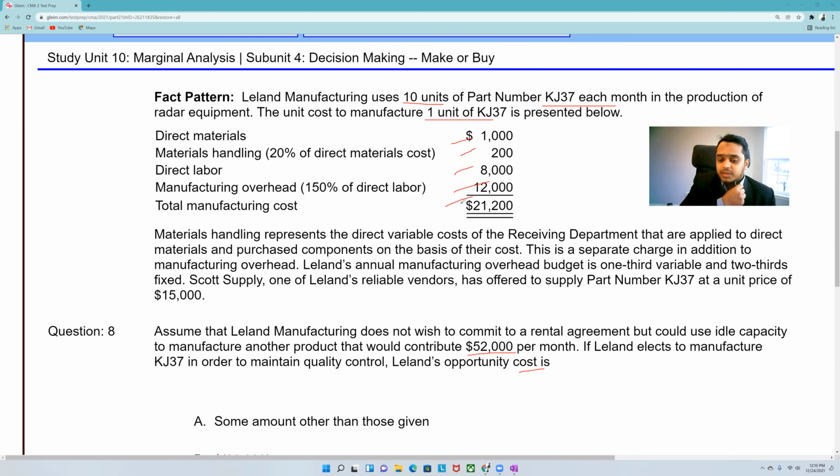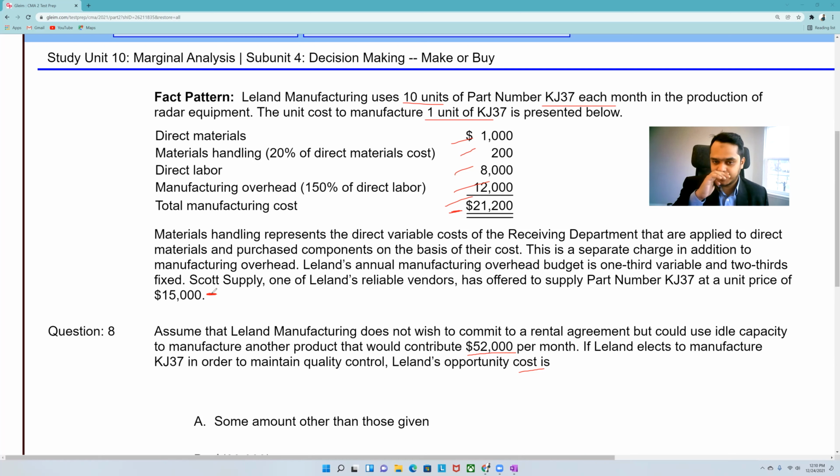Leland's annual manufacturing overhead budget is 1/3 variable and 2/3 fixed. Scott Supply, one of Leland's reliable vendors, has offered to supply part KJ37 at a unit price of $15,000. Okay, here the cost is 21,200, and here he's telling us 15,000. It's directly 15,000. And then assume that it uses the idle capacity to manufacture another product, which will give it $52,000 as revenue if it buys the part.